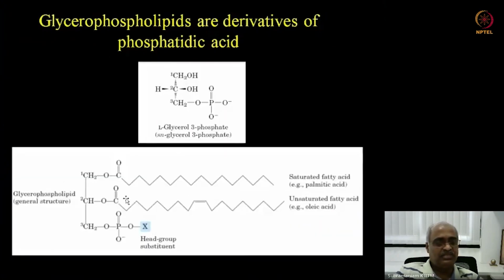So the first one is the glycerophospholipid. Here you have the glycerol, CH2OH, CHOH, and then CH2OH. This is in ester bond with mineral acid, phosphoric acid. So here you have two groups available for further attachment to other groups. And this is the glycerol 3-phosphate. So this is the third carbon, so it is glycerol 3-phosphate. These two can have ester linkage with fatty acids.